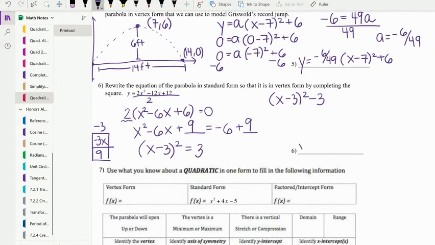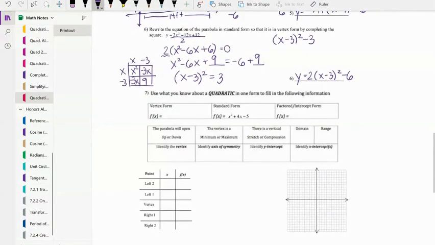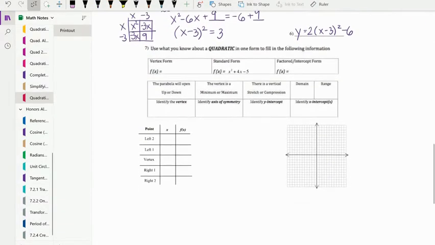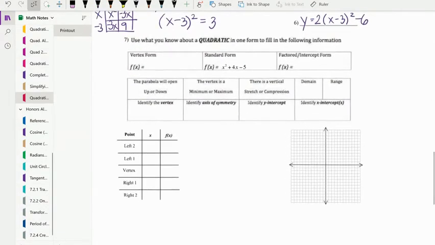So we would get as our final answer y equals 2 times x minus 3 squared. And if you multiply negative 3 by 2, you get negative 6. And this last question is exactly like what we did the past couple days for homework, which is that quadratic template. So in this case, we're given standard form.